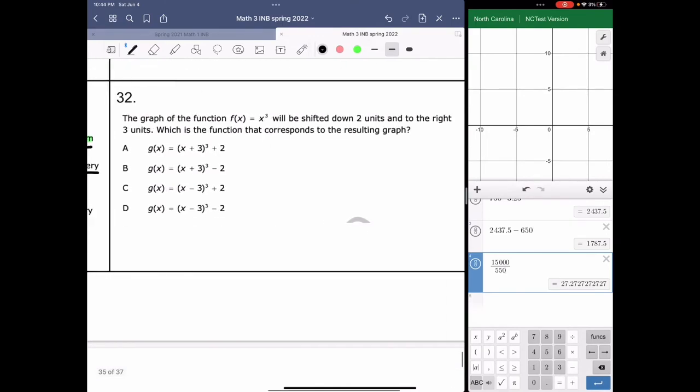So for number 32, you should have already done this problem. The answer was D. You can look at this in Desmos, or you can just know your rules. This one says we're going down 2, so we're going to subtract 2 from the back so that we can get rid of A and C. And then we're going to go to the right 3. So remember, when you're in the function, it's the opposite. So instead of being plus, it's going to be minus.